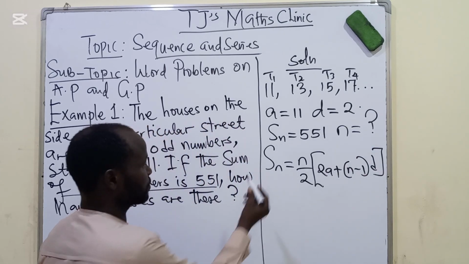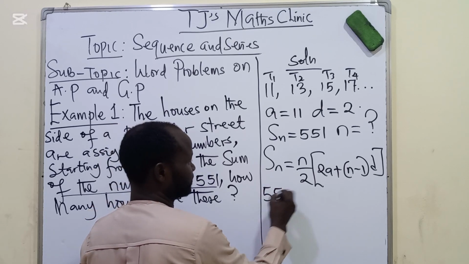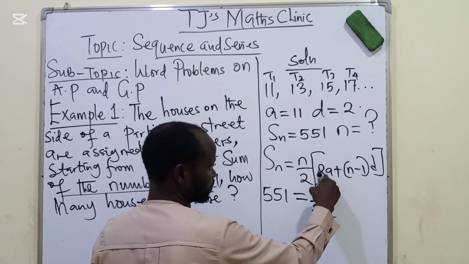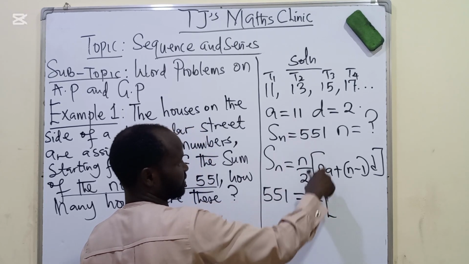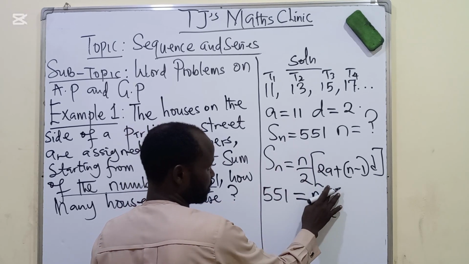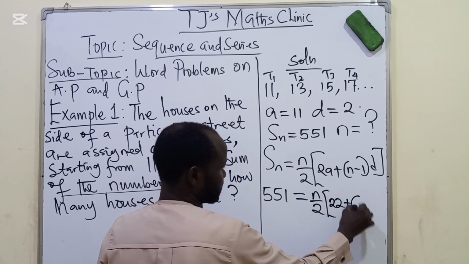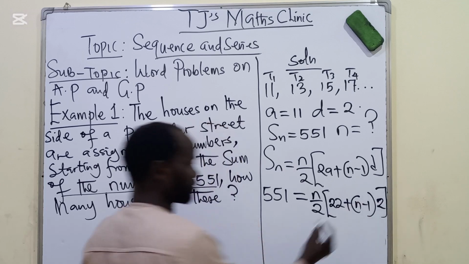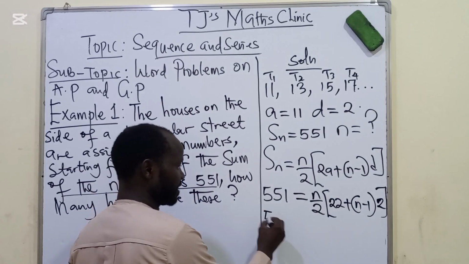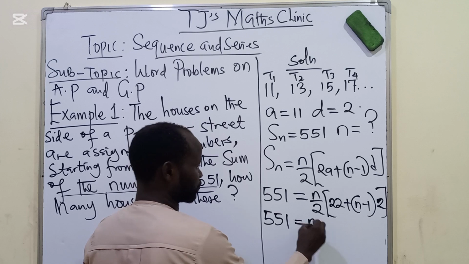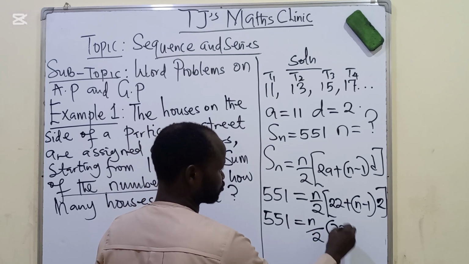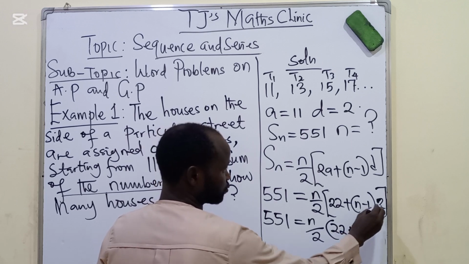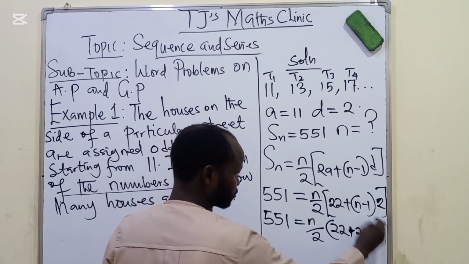Let's substitute. The sum, 551, will be equal to n, that's what we are looking for, divided by 2, times 2a. a is 11, and 2 times 11 is 22. That will be 22 plus n minus 1. The common difference is 2, so we have 2, and we close the bracket. Let's simplify at this point. We have 551 equals n divided by 2 times 22 plus 2n, because 2 distributes over n, and 2 times minus 1 will be minus 2.